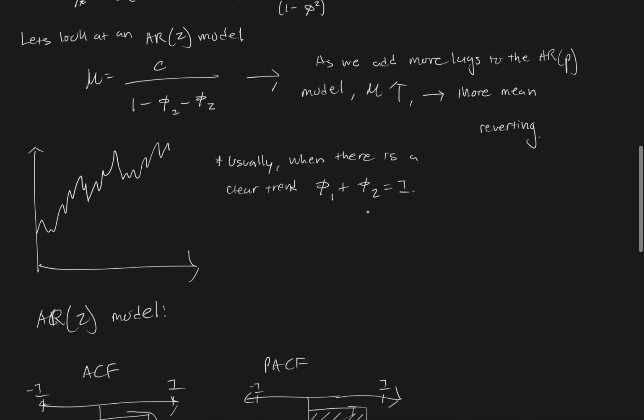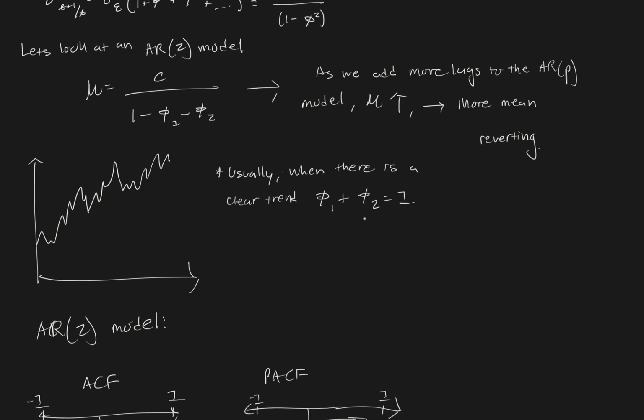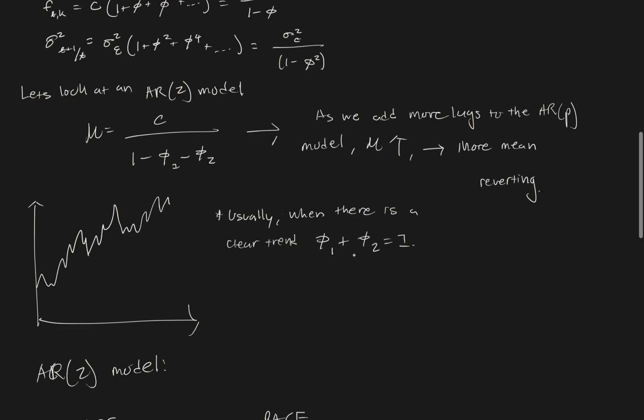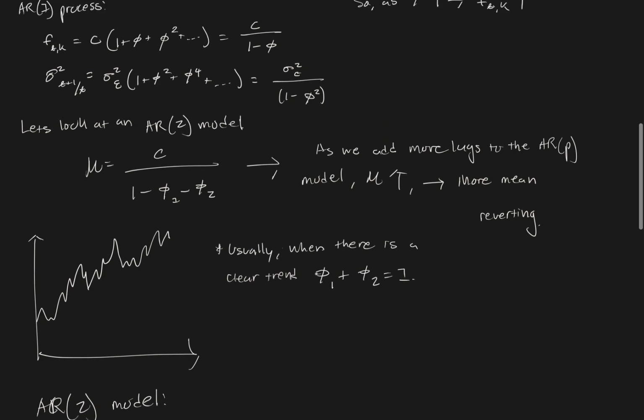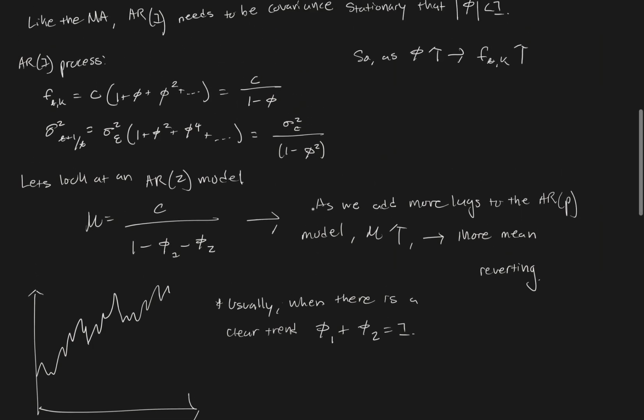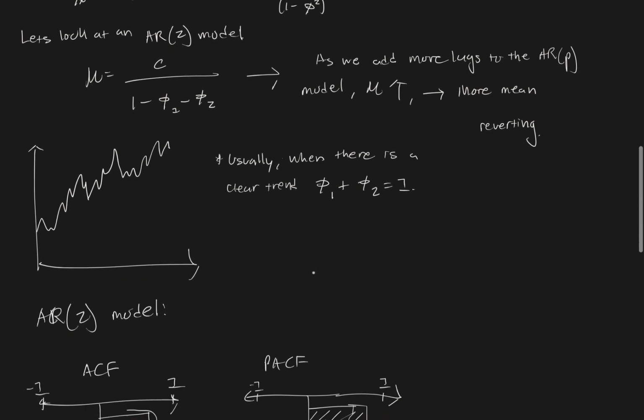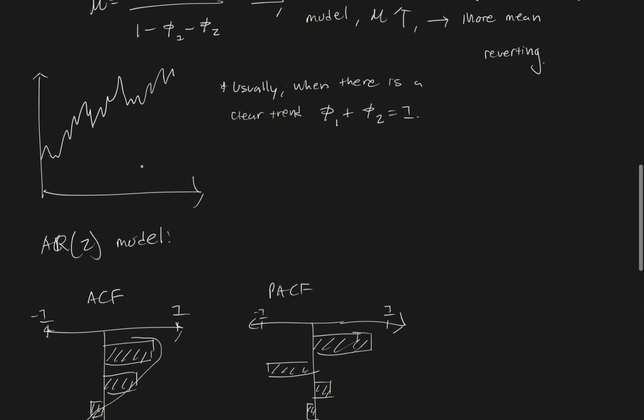And when there is a clear trend, that means the model is not invertible. When the sum of the phi values equals 1 or more, then we can't mean revert, and so we can't represent this AR and MA model into one another when there's a clear trend.